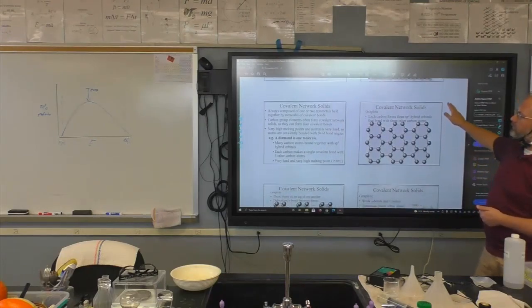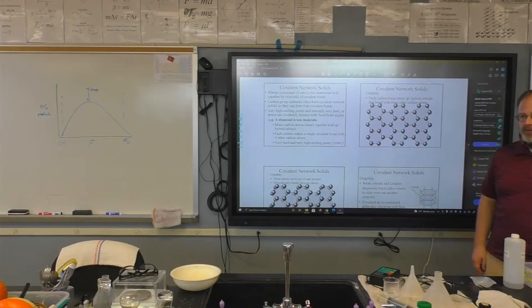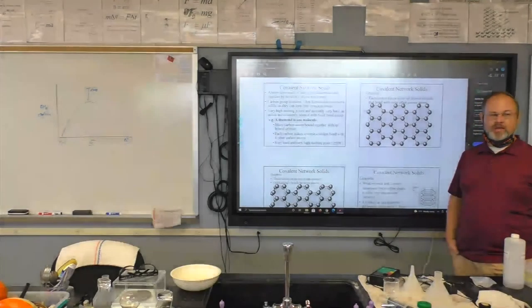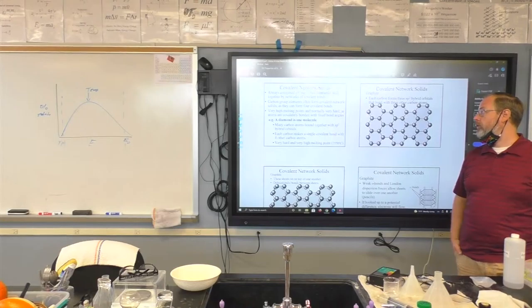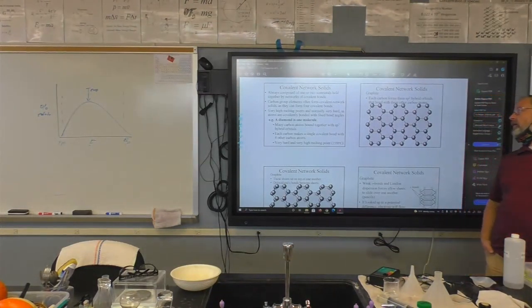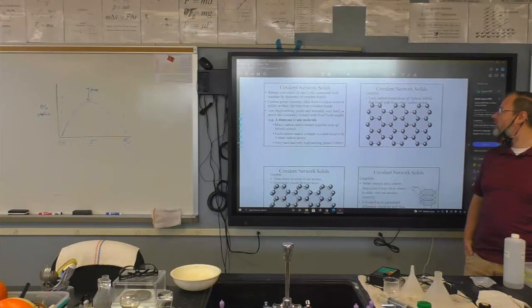All right. A covalent network solid is one of the craziest ideas, and diamond is one gigantic molecule, where each carbon atom is connected to others. So it's one gigantic molecule. That's a covalent network solid. It is exceptionally strong and hard, depending on the configuration.